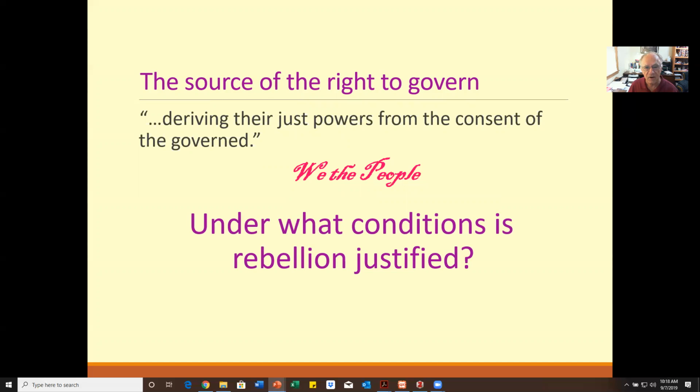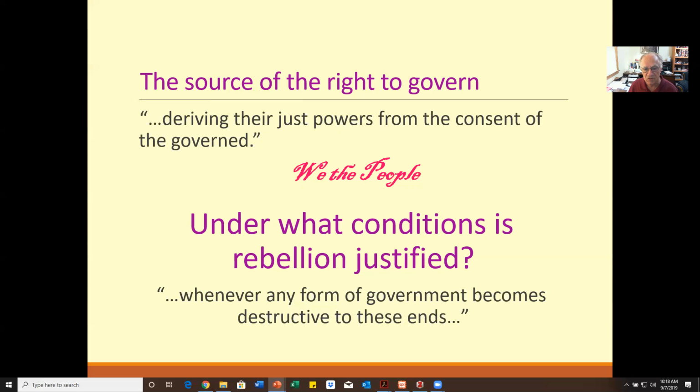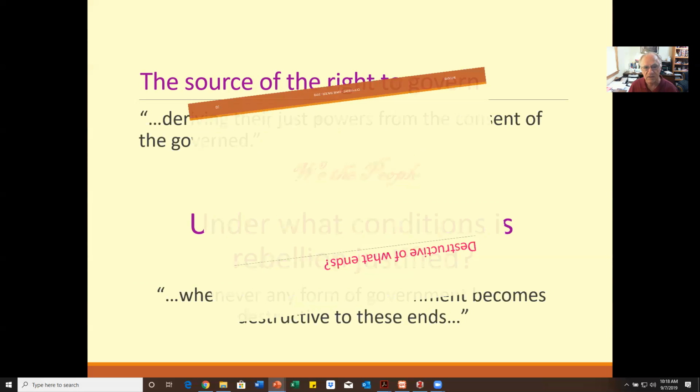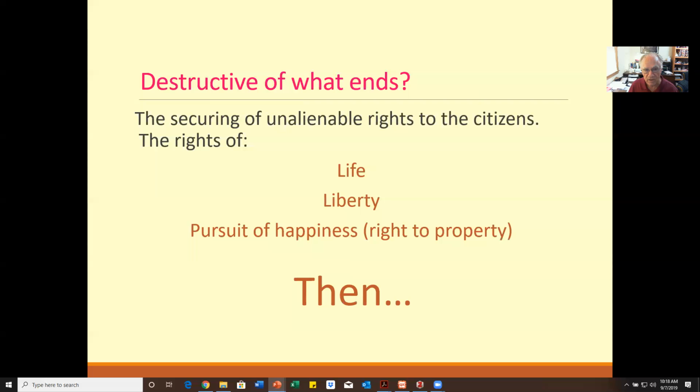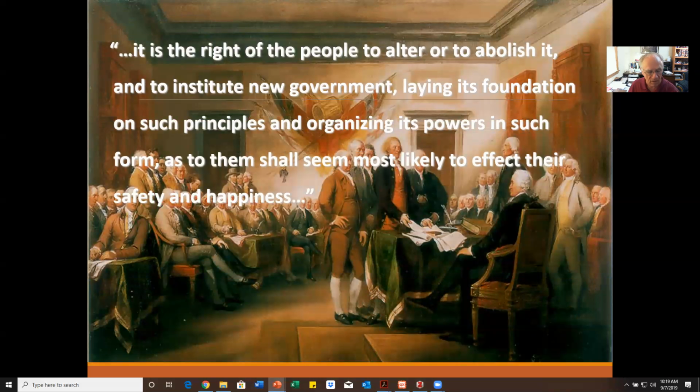When then can there be justifiable rebellion? When can a nation issue a document to separate itself from the government that owns them and declare equality? What conditions are required then? Whenever any form of government becomes destructive to these ends. Destructive to what ends? Destructive to the right of the people to consent and denying unalienable rights. The securing of unalienable rights to the citizens, the rights of life, liberty, and the pursuit of happiness. Then, when governments become destructive of these ends, the founders said it is the right of the people to alter or abolish it. That's the condition. And to institute new government.